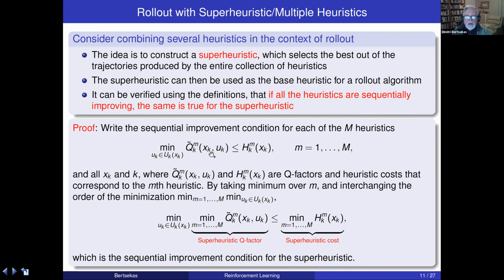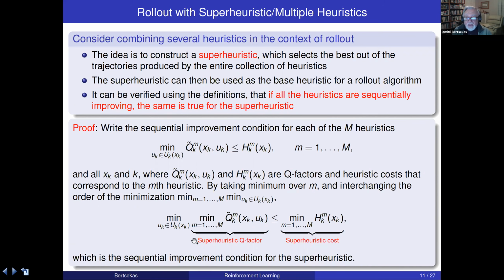On the left side, I'm taking the minimum again over M, but I can interchange the order of minimization over U and minimization over M. I can interchange, so I end up with this equation. Now the right-hand side is the cost of the super heuristic, right, from xk, because the super heuristic takes the minimum cost out of all the heuristics.